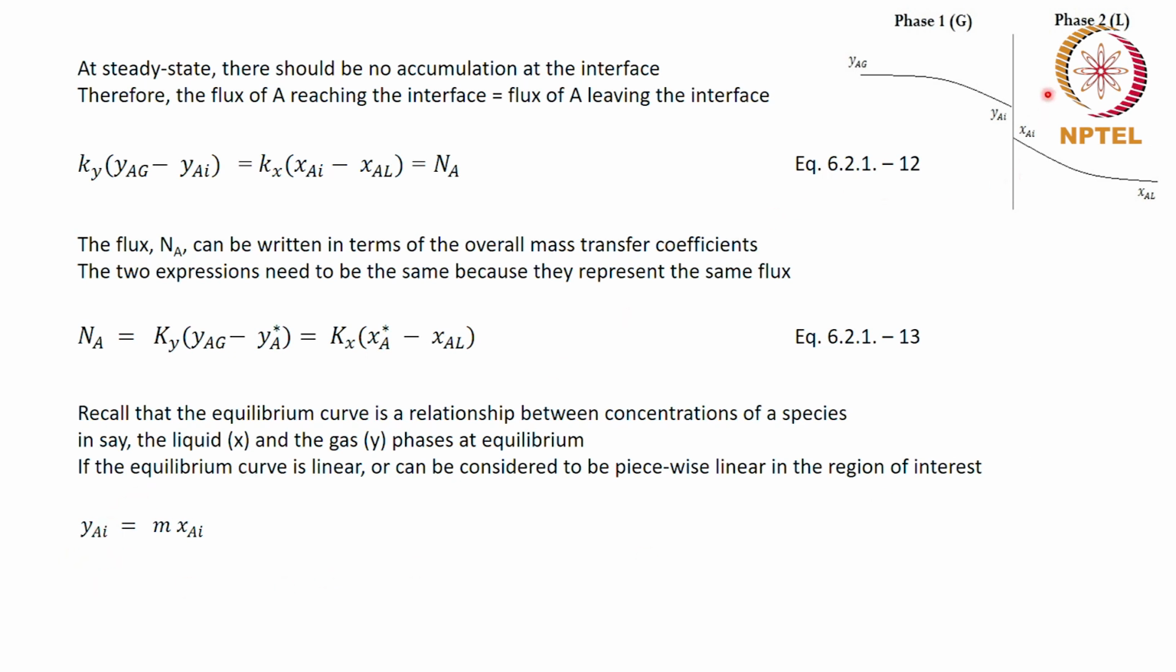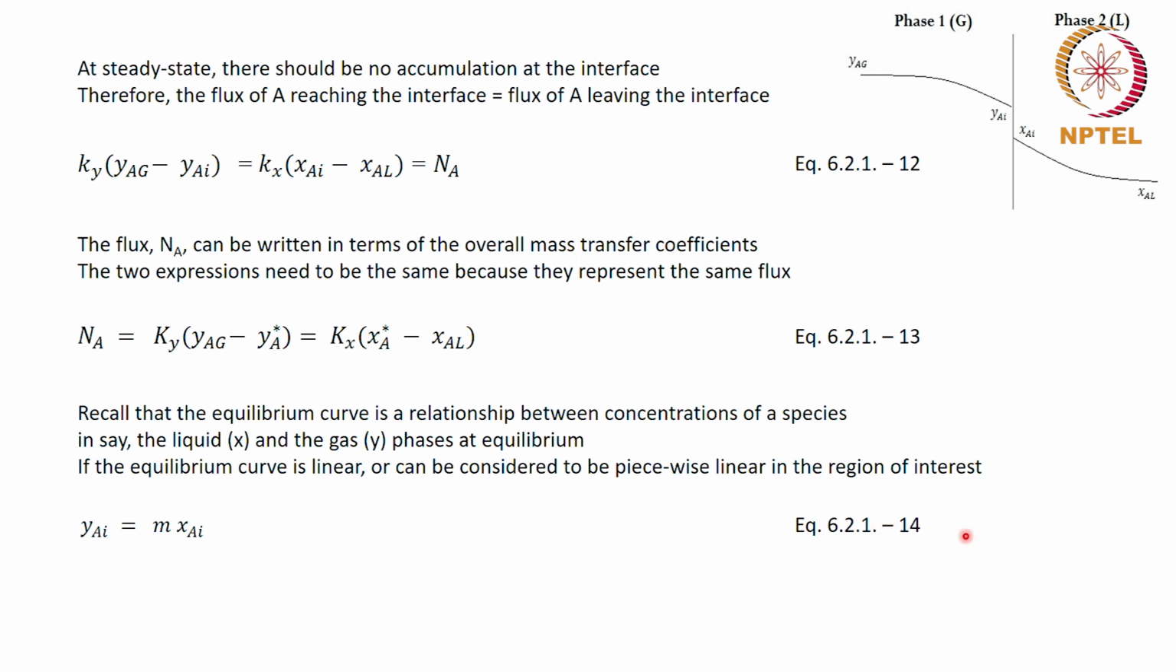YAI, the interfacial concentration, remember, at the interface there is equilibrium between the gas and liquid phases, instantaneous equilibrium. So YAI equals the constant M times XAI. A linear constant we have taken here. In other words, we have taken a region of relevance in the equilibrium curve, small enough so that you can neglect the curvature and take it to be a linear relationship.